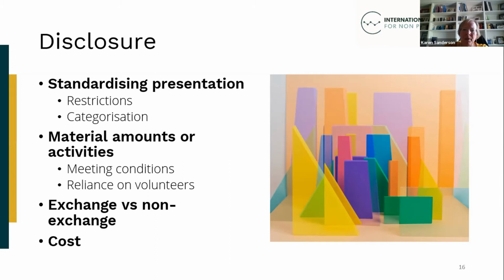For example, an NPO could be highly dependent on volunteers to deliver its services. Disclosures about material amounts or activities fundamental to the operations of the NPO, like volunteer time, could be really useful. It would provide users with visibility of the nature, amount, and timing of those. It could also provide information about the uncertainty of revenue, as well as items that haven't yet been recognised in the financial statements. All of this could aid understanding for stakeholders.